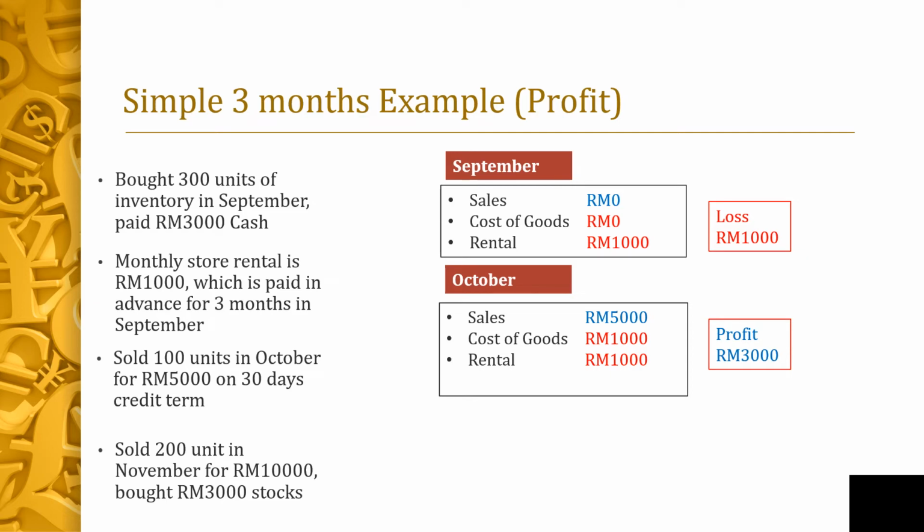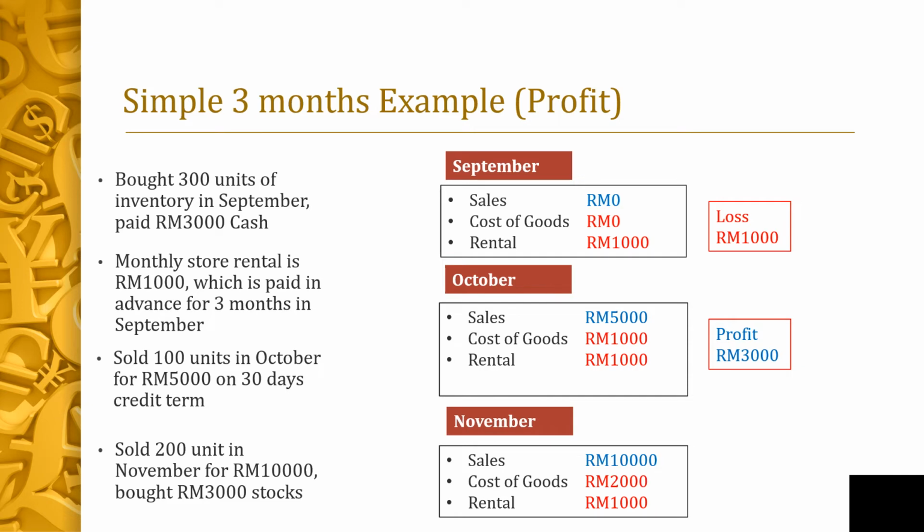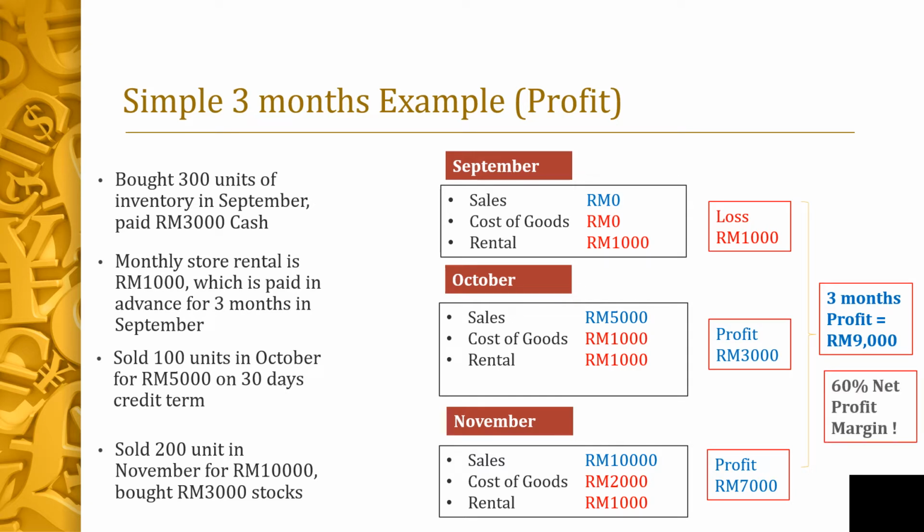Why don't you tell me how much is recorded in the book? That's right. We record 10,000 ringgit sales, 2,000 ringgit for the cost of goods, and rental of 1,000 ringgit. Oh wow! Another 7,000 ringgit profit. Let's see. We make 9,000 ringgit net profit in 3 months from the 15,000 ringgit sale. That's a high 60% net profit margin.